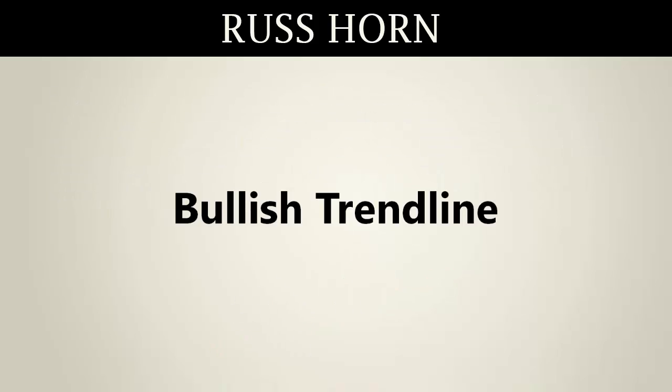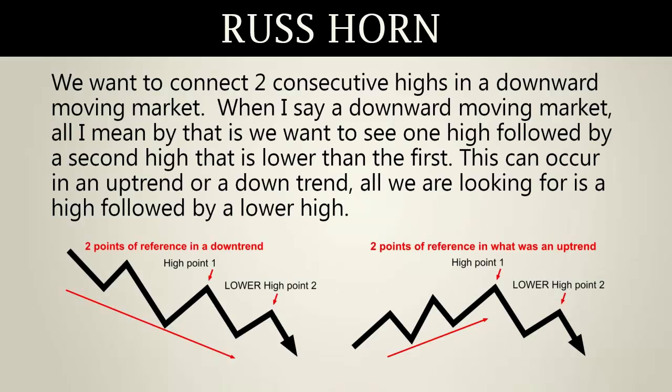In an uptrend, the trend line will also be sloping upwards across the bottom of the price. A bullish trend line. We want to connect two consecutive highs in a downward moving market. When I say a downward moving market, all I mean by that is we want to see one high followed by a second high that is lower than the first. This can occur in an uptrend or a downtrend. All we are looking for is a high followed by a lower high.